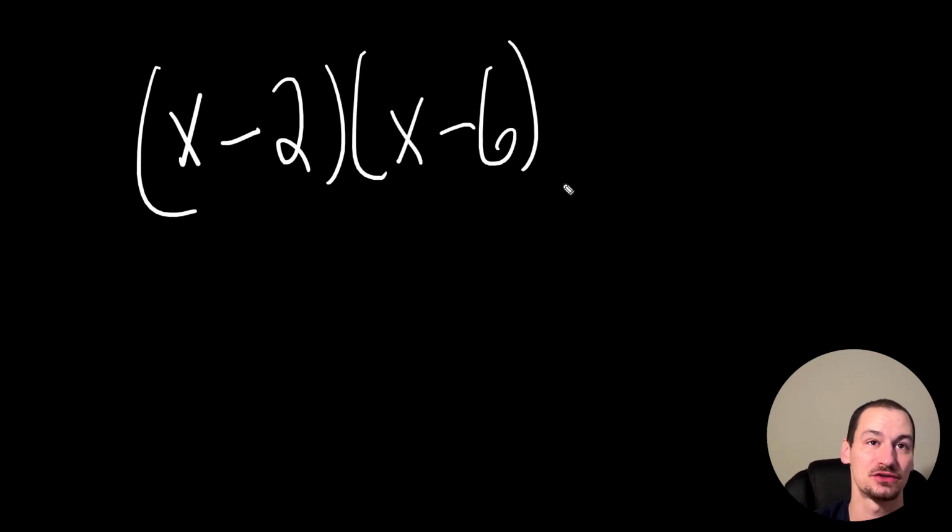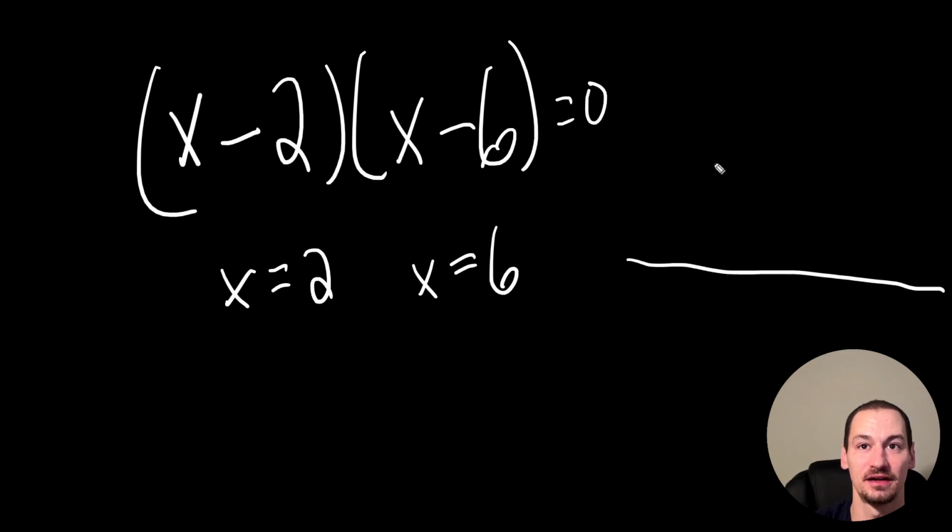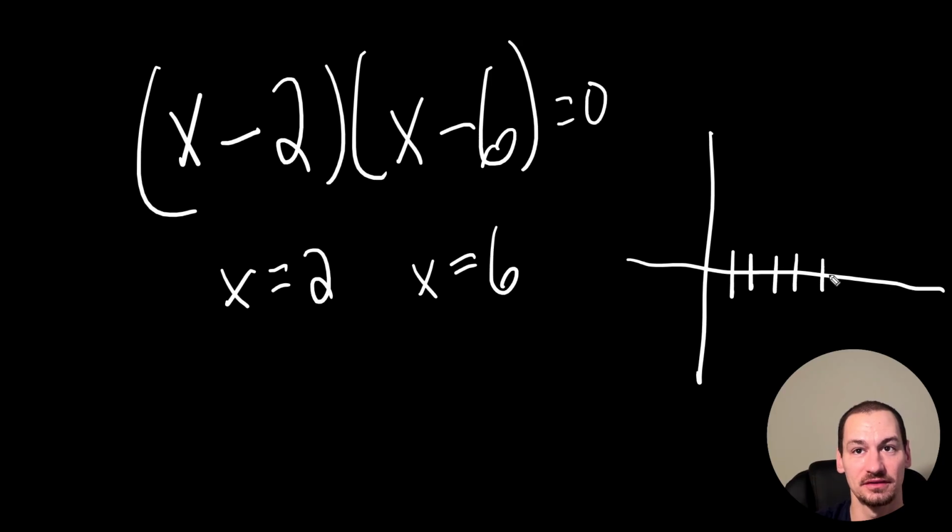x minus 2 and x minus 6. We're going to set both of those equal to 0. You'll see we get to the solutions of x equals 2 and x equals 6 very quickly. And we can graph these. 1, 2, 3, 4, 5, 6. I'm going to use a different color for this example. 2 right here, and then 6 right there.